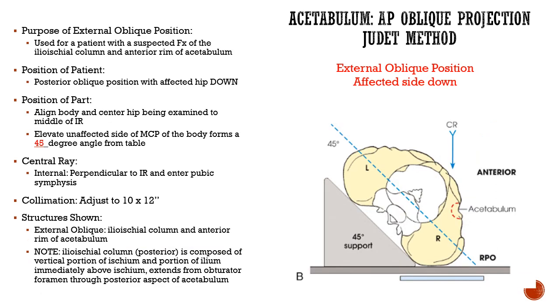On the external oblique, which is affected side down, we're going to be focusing now on the opposite side. We'll be looking at that 45-degree oblique again, but we're going to enter to the pubic symphysis this time. We're going to still collimate down to a 10 by 12, and we're going to focus on the ilioischial column and the anterior rim of the acetabulum.